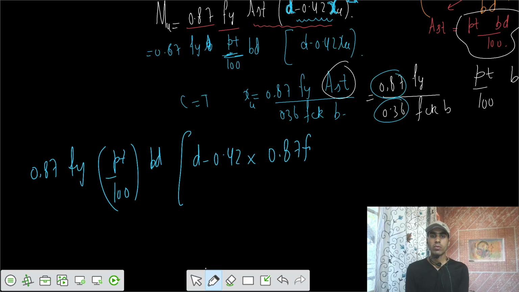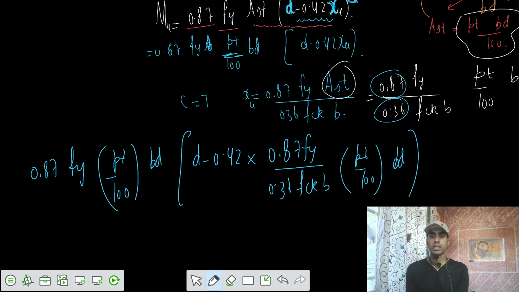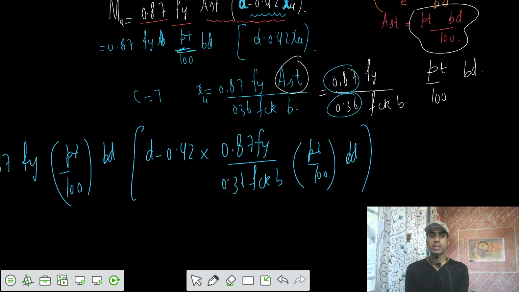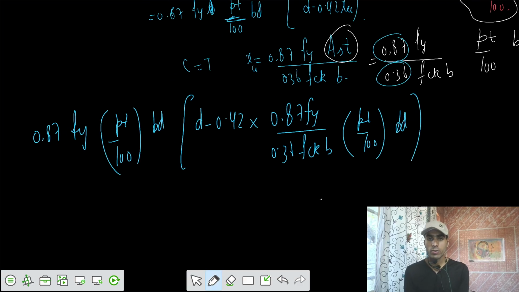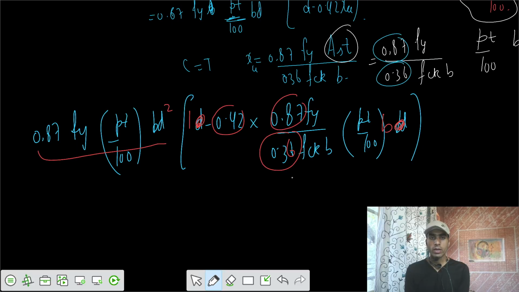0.87 fy by 0.36 fck b, then we have pt by 100, then we have this factor of b into d, and we can keep the d outside such that it becomes finally bd square. So this part is over. Now if you solve 0.42 into 0.87 divided by 0.36, you would get a value of 1.015. And finally you are left with fy by fck and pt by 100 in the bracket.